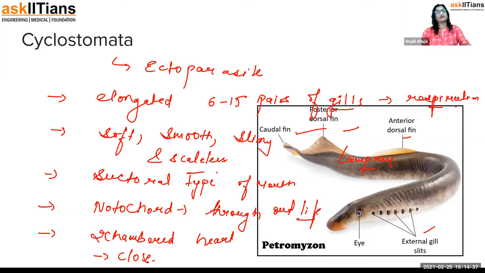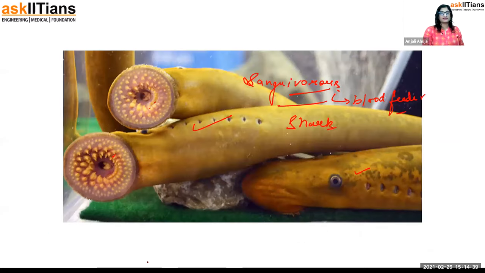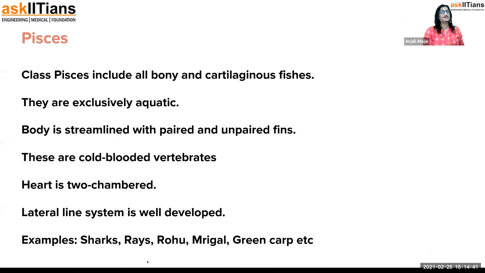Now we have to move further. Let's talk about the next category, which is Pisces itself. Pisces includes all the bony and cartilaginous fishes.